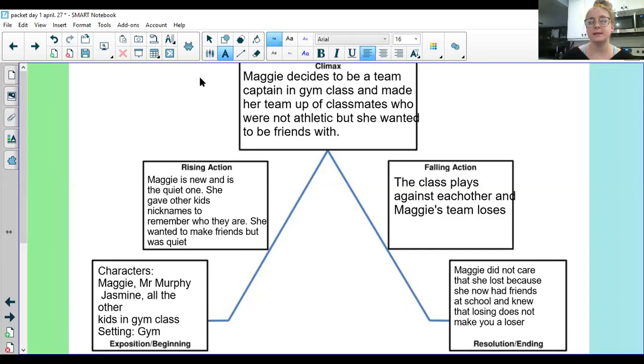The falling action would be the class plays against each other and Maggie's team loses. And our resolution or ending would be she did not care that she lost because she now had friends at school and knew that losing does not make you a loser. So she set an example for her team. She picked people that normally would not have been picked because she wanted everyone to be included and feel special, and now she has friends. So that's our plot map for today.